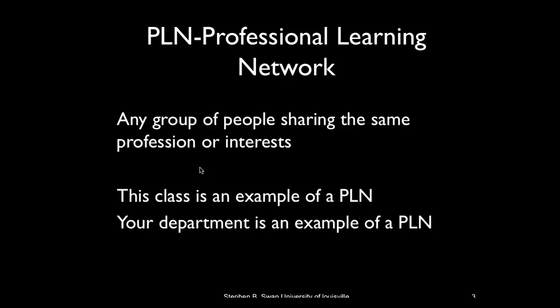So this is a definition of PLN. When you think about your department being an example of a PLN, think of your department, even though it's probably called a PLC, as a group of individuals who share lesson plans, share ideas. It's also a place where information is passed through to the various teachers in your school from either the principal or from the district personnel. But as you can see at the top here, it says any group of people sharing the same profession or interest.